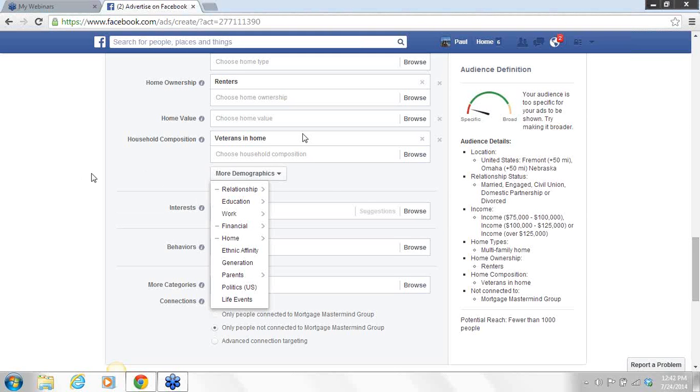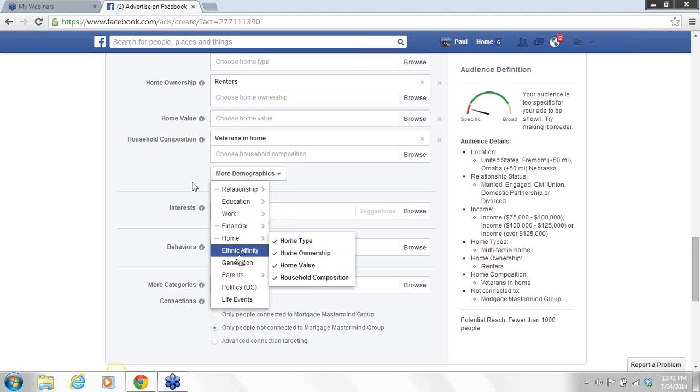There's also, and I'll cover this in just a minute as well, a little bit under behaviors that will give you a leg up. So again, under more demographic, veterans in home, that's a huge one for those of you who are doing the VA stuff. Ethnic affinity, I'm not even going to cover that really.